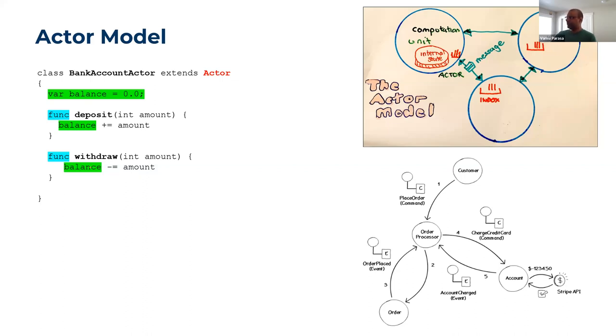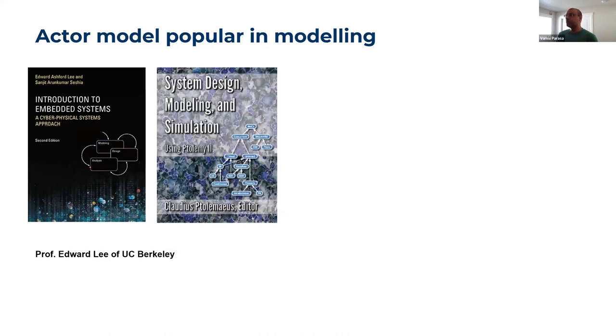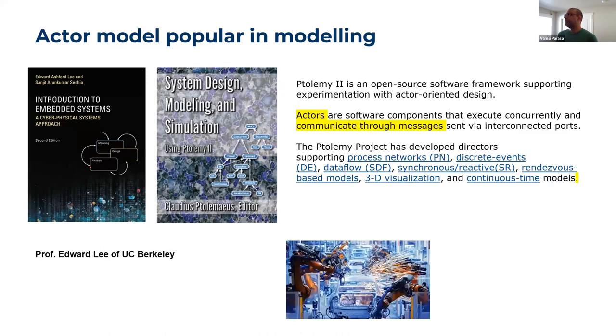In the interest of time, I'll breeze through this quickly, but we can come back to this. I just want you to get the higher idea, but when I explain the algorithm, you'll get a much better idea. It's also popular in modeling, like Professor Edward Lee of UC Berkeley, who wrote two books. Actors can be used to model different kinds of systems like process networks, discrete events, data flows, and synchronous reactor systems. Spiking neural networks fall into synchronous reactor systems, and they also fall into continuous time models. So you can do a whole lot of things with actors, and these are the books and resources.